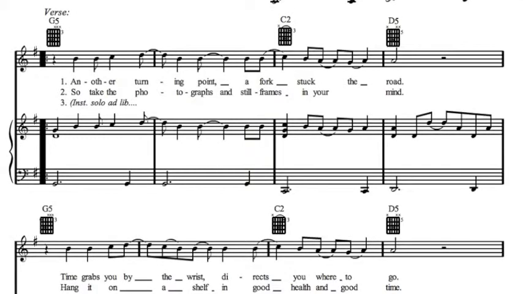Another turning point, a fork stuck in the road. Time grabs you by the wrist, directs you where to go.